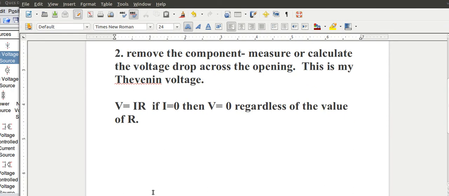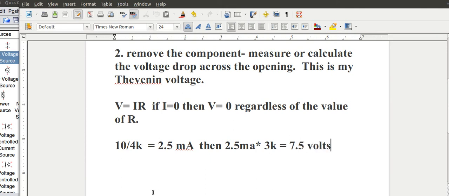Doing the calculation, I got 10 volts divided by 4K, or 4,000, will equal 2.5 milliamps. And then I'm going to take my 2.5 milliamps times my 3K, and that will equal 7.5 volts. Alrighty. That voltage is my Thevenin voltage. So my V Thevenin is equal to 7.5 volts. Alrighty. We got that there.